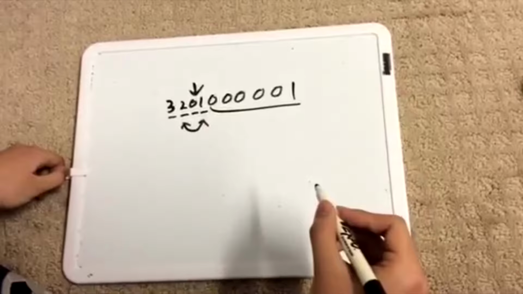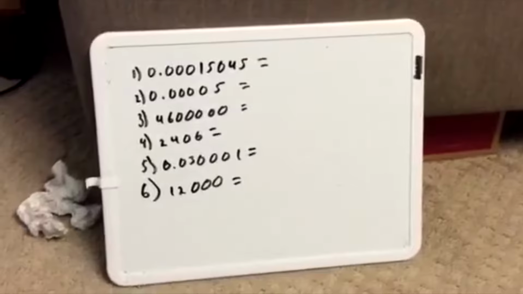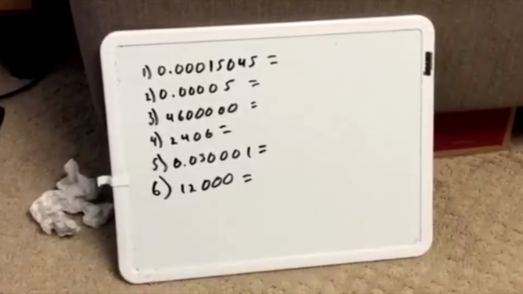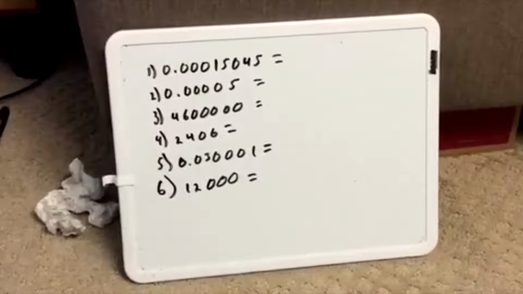So unless these zeros are between, let's say, another non-zero like 1, then these would all count as significant figures. Now here are 6 problems I have created for you. Can you tell me where and how many significant numbers there are, keeping in mind the 3 general rules?